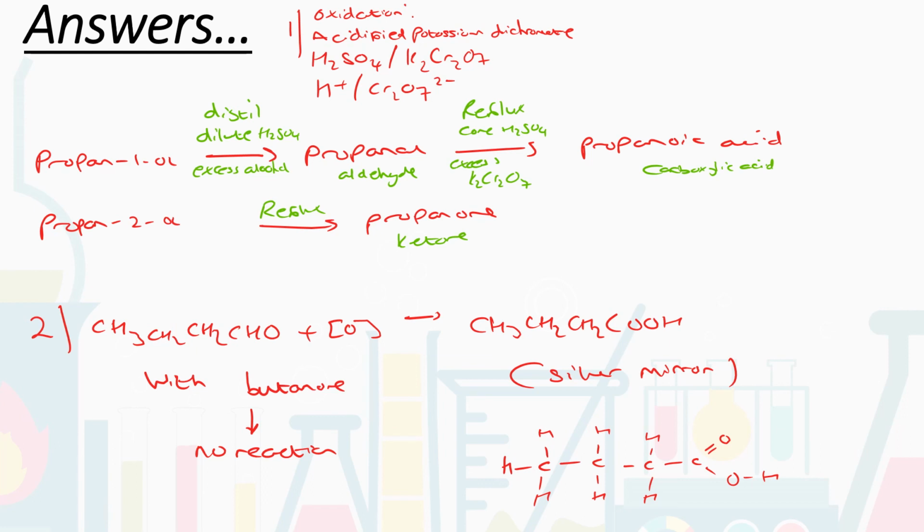And drawing out the displayed formula, remember that displayed formula means that we draw out every single bond. So we have our CH3 group, our CH2 group, our CH2 group, and then we have our carboxylic acid group, which is our C double bond O, and then an OH group.